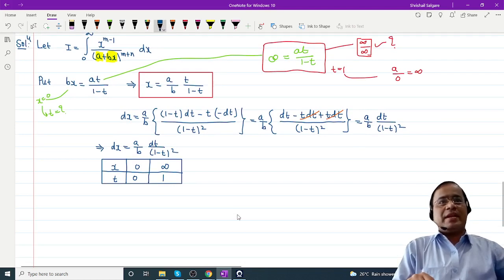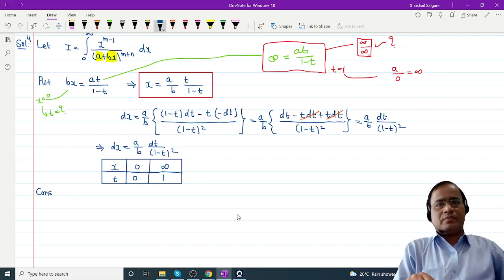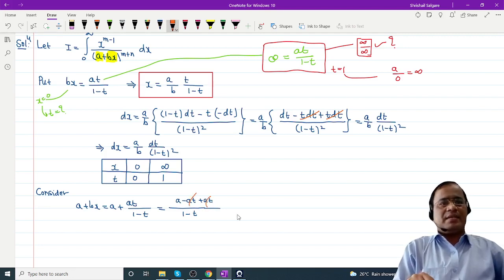Now next I required a plus bx factor, that also I will calculate. Consider a plus bx, that is a plus bx is given by at divided by 1 minus t, and if you simplify by taking cross multiplication, that denominator will come as a 1 minus t, and by taking cross multiplication it comes as a minus at and plus at, and again here minus at plus at get cancelled, so it comes as a divided by 1 minus t.